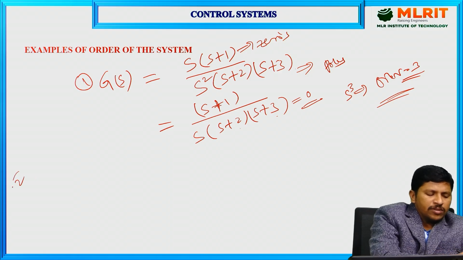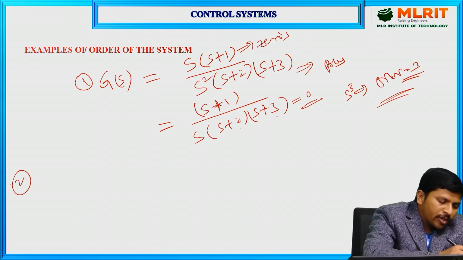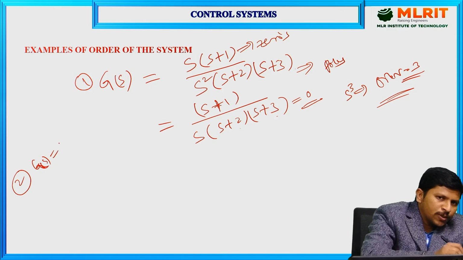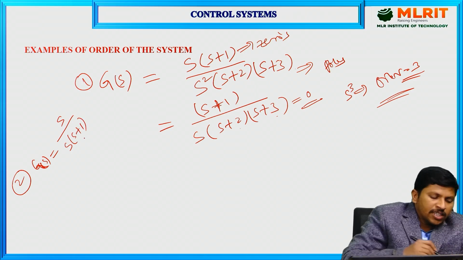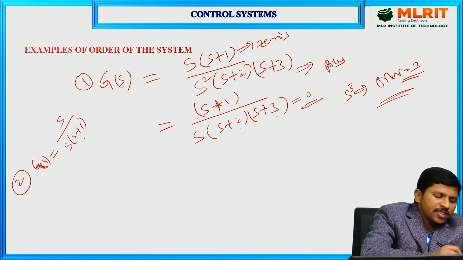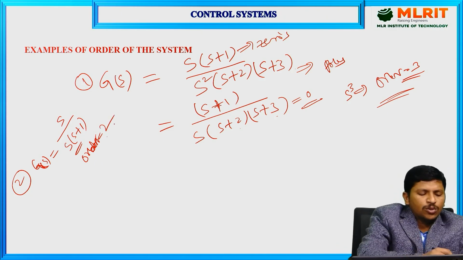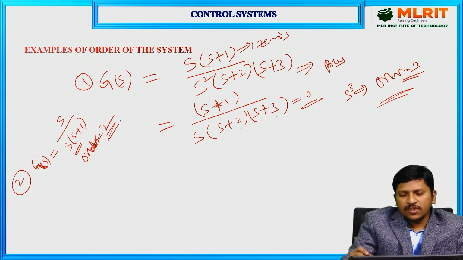Next, coming to the second example, the transfer function G(s) equals s divided by s into (s plus 1). The order of this system is the maximum power. Here an s term is there, and in s plus 1 one more s, total s square. So the order is 2, a second order system. The previous one was the third order system.